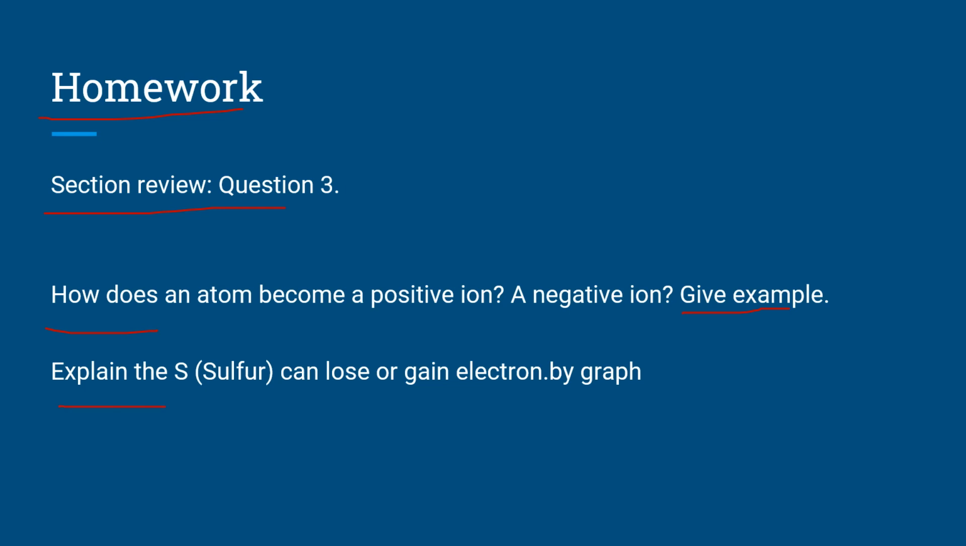And explain how sulfur, S, can lose or gain electrons by graph. By graph means by electron arrangement, by the arrangement of the electrons in these levels. You have to know the atomic number of sulfur, so you know how many electrons it has. Then you will draw the electrons, and decide whether sulfur is losing or gaining electrons by graph, meaning by this electron arrangement which I drew here.